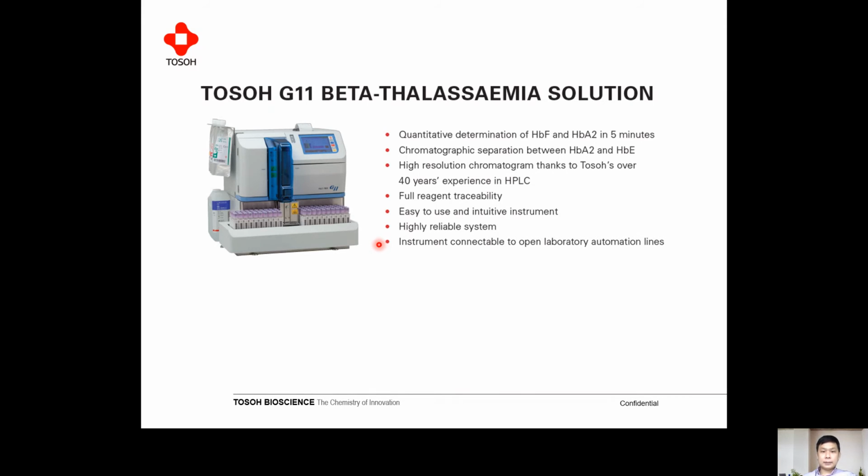It's available on our system, but it's using a different set of kits. So you need a G11 beta thalassemia elution buffer as well as the column. So these two are different from HbA1c. We can quantify HbF and HbA2 results in 5 minutes. The chromatographic separation between HbA2 and HbE is very distinct, and HbE does not interfere with HbA2 quantification anymore, unlike in the traditional HPLC system, which I will show you in the next slide.